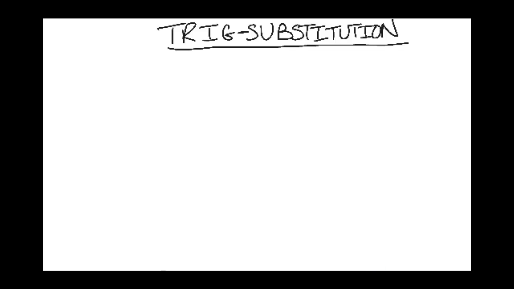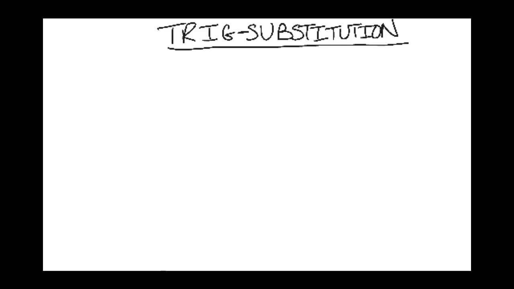Today we're going to be discussing trig substitution, a technique for integration. Trig substitution literally should be one of the very last things you try for integration. You should have gone through your list of algebraic manipulation, substitution, by parts, partial fractions. If all those other things don't work, then try trig sub.